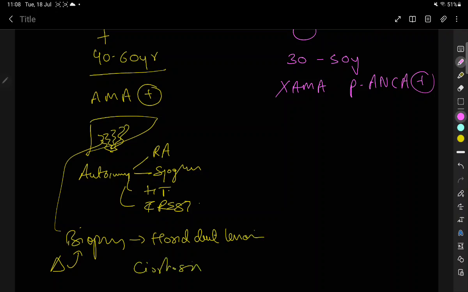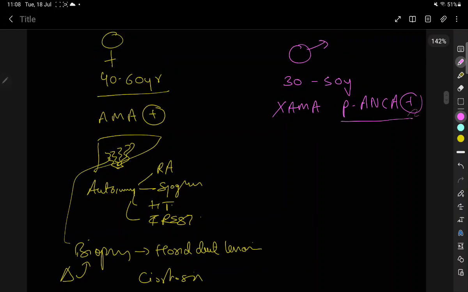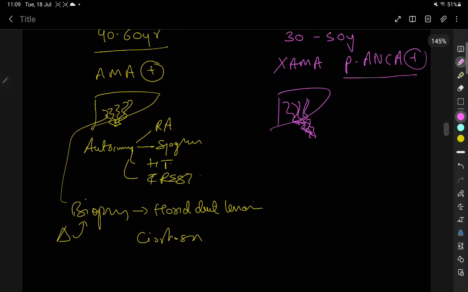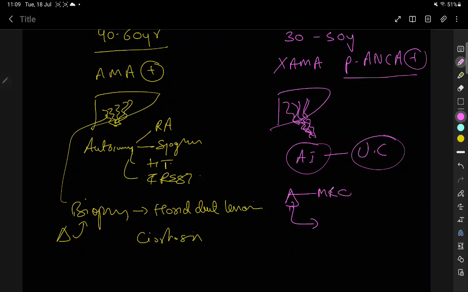Whereas the other patient, who is p-ANCA positive, has intrahepatic as well as extrahepatic bile duct atresia or obstruction. So here we had only intra, here we have extra and intra. The only autoimmune disease we saw in this patient was ulcerative colitis. Also, here the diagnosis is made by MRCP.